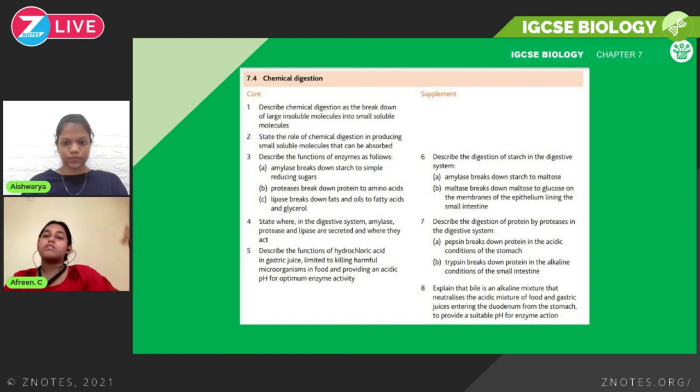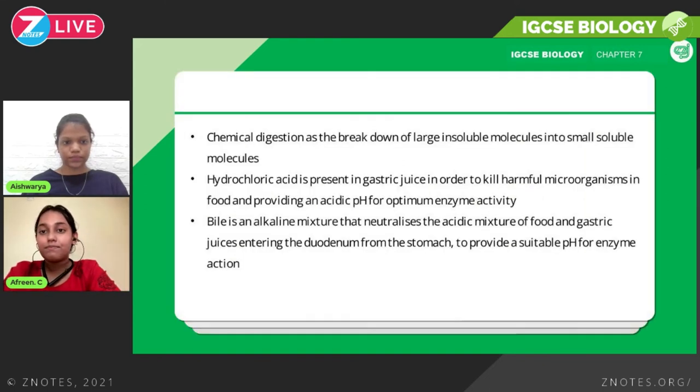So bile, if you notice now, it's a recurring topic. It's really important, and I cannot stress this enough. Okay, so chemical digestion. You need to know this by heart. Chemical digestion is the breakdown of large insoluble molecules into small soluble molecules. So you should have noticed the difference between physical and chemical digestion right off the bat. In physical digestion, there's no change happening to the food molecules. However, in chemical digestion, there is a chemical change to the food molecules. So the insoluble food molecules become smaller soluble molecules that can be dissolved in water and used for different body functions.